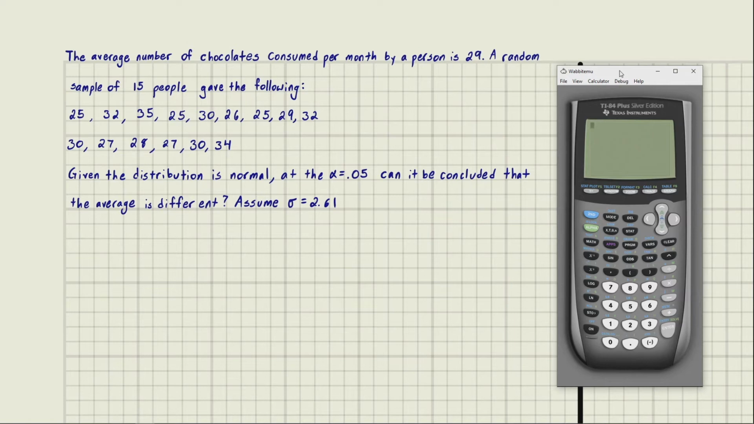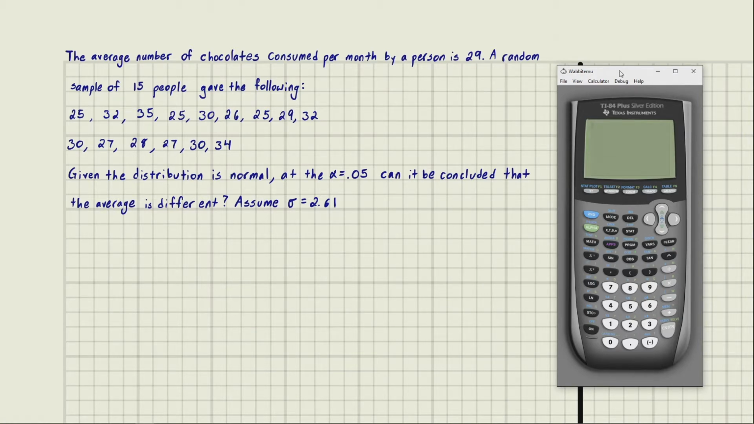Eric Burgess here. The average number of chocolates consumed per month by a person is 29. A random sample of 15 people gave the following. Then we're given some data here. So we're going to need to use this data to find the mean, standard deviation, all those kinds of things for this sample of people.